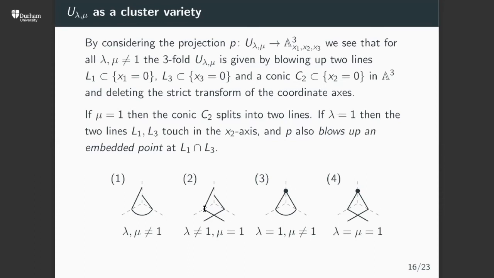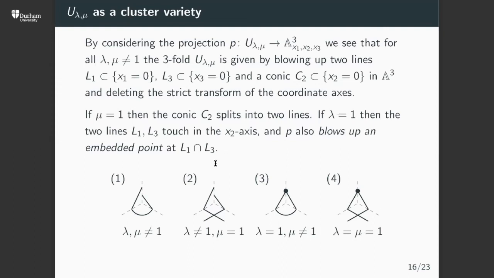If one of my parameters becomes 1, then this conic degenerates, but otherwise it's irreducible. For certain values of mu, when mu is 1, this conic splits into a disjoint union of 2 lines. And when lambda is 1, the 2 lines on the top here, which were disjoint, actually touch, and you get a little embedded point in the intersection there that you also have to blow up if you want to understand what this projection does. And if lambda and mu are both equal to 1, then that's the most degenerate case. You get this picture on the right here.